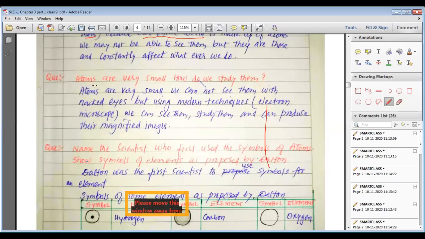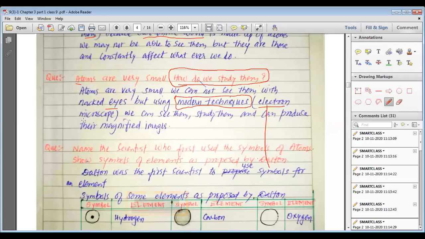Next question. Atoms are very small. How do we study them? When atoms are so small that we cannot see them with our naked eye, how do we study them? Let us understand. We cannot see them with the naked eye, but we have developed some technologies and techniques, modern techniques, that we can use.